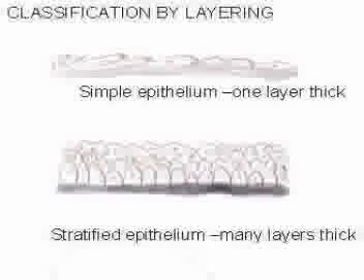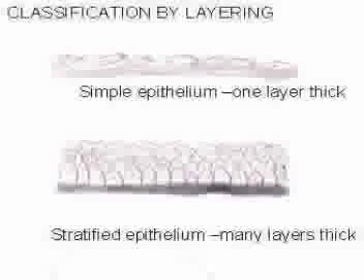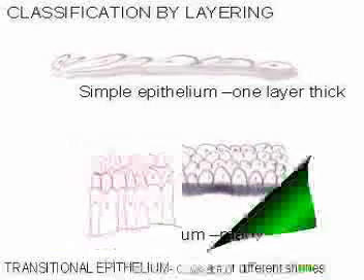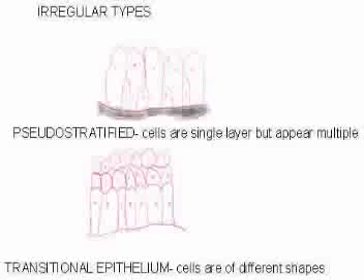Epithelium can be classified by two methods: layering and the shape of the cells. Layering. If one single layer of cells is on the basement membrane, the epithelium is said to be simple. If there are many, it is said to be stratified.